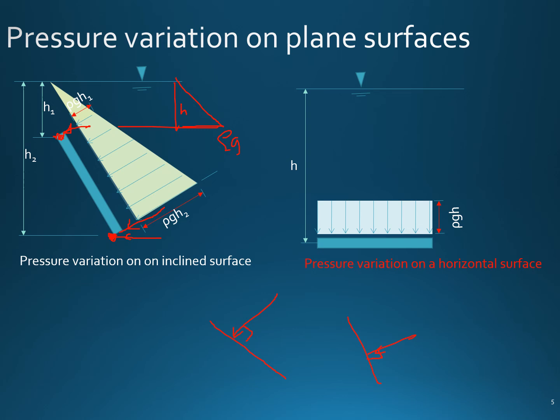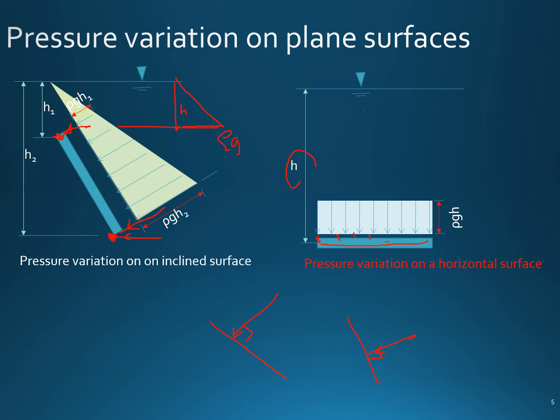Now for the second figure, the surface is horizontal. You can see the surface is horizontal, which means the entire surface is exactly h units below the water surface. So everywhere, at every point, the height of water is h. This means at all points of the surface, the pressure has to be the same, which is rho g h. So everywhere the same.